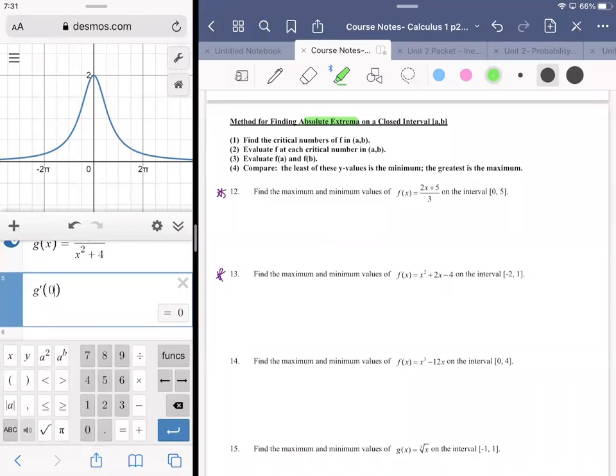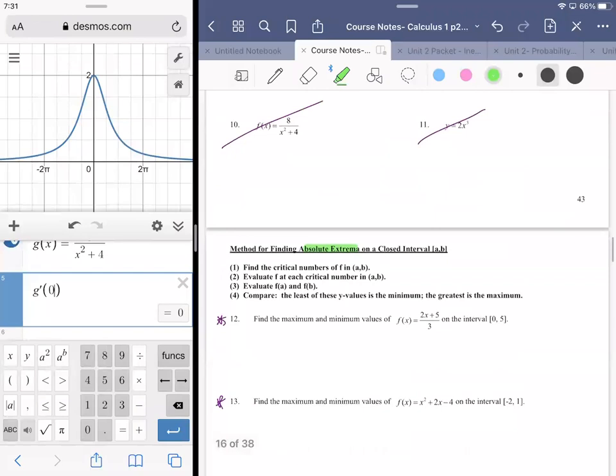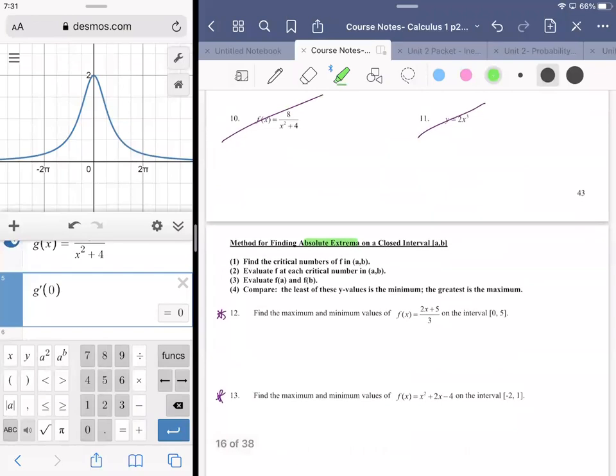Oh, before I forget, critical number, critical value, they mean the same thing, right? So if you ever see that, I use them interchangeably, but sometimes I forget to tell my students that, right?